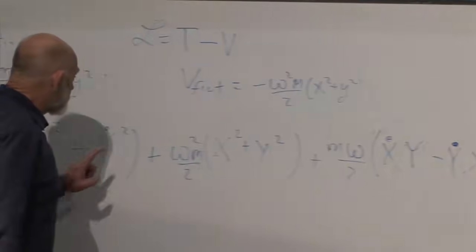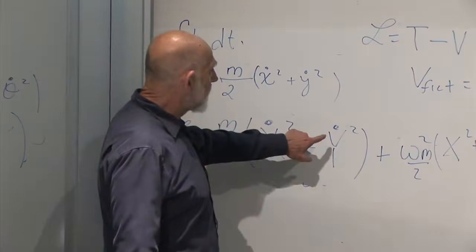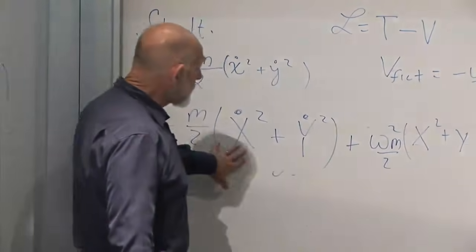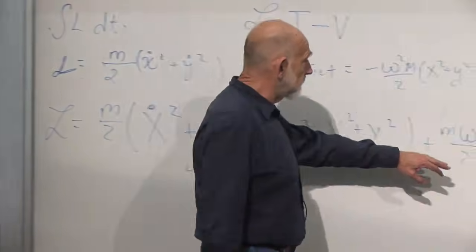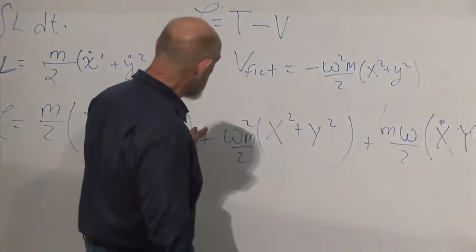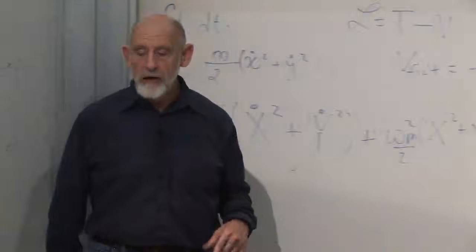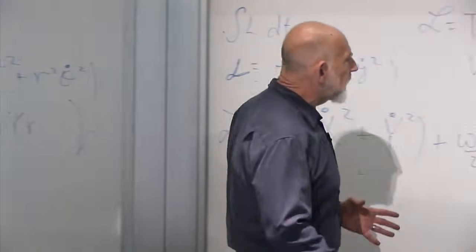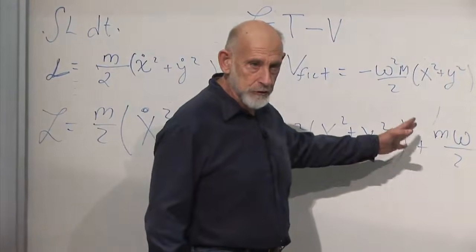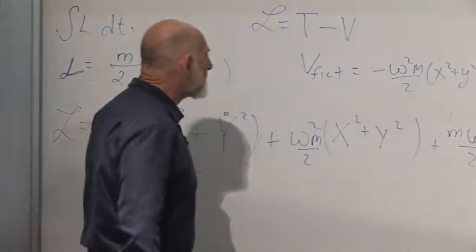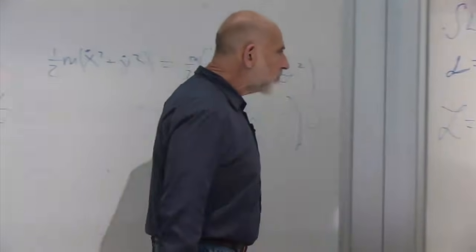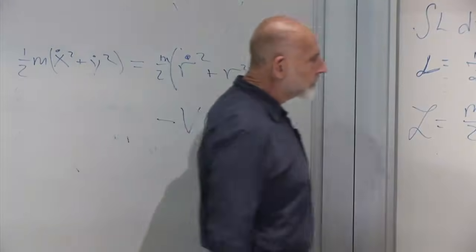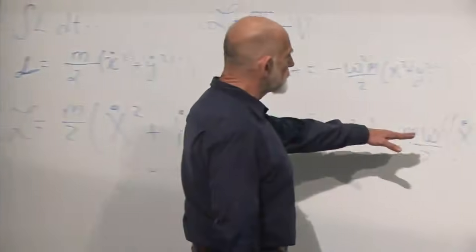Exercise. Prove that the sum of these two is conserved. Take the equations of motion and prove that the sum of these two is conserved with time. I don't want to do it now because we're going to do it in a uniform way when we study the Hamiltonian formulation of classical mechanics. But it's a good question. What happened to energy? Answer, this one doesn't contribute to energy at all.